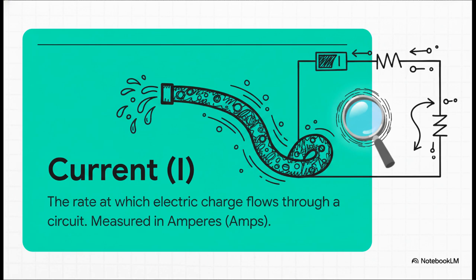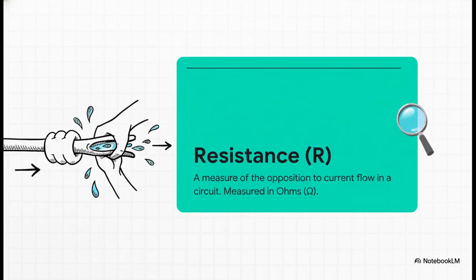Next is current. This is all about the flow rate. You can think of it as asking, how much water is flowing past me every second? In a circuit, we're measuring the flow of electric charge, and we do that in a unit called amperes, or just amps for short. And rounding out our big three is resistance. Now, this is anything that opposes or gets in the way of that current. If we go back to our hose, it's like pinching it with your thumb or trying to force all that water through a tiny, narrow pipe. It's the opposition to the flow.